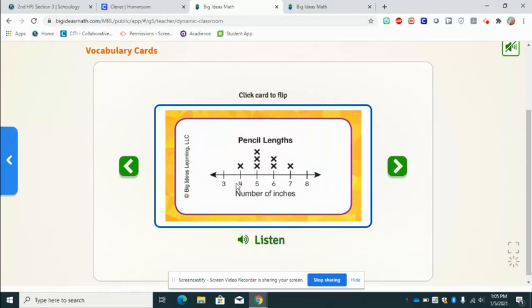A line plot looks like this. It usually shows a number line, and then it has X's above it to represent the answers. So this line plot is showing pencil length, so the length of different pencils in inches. So it's using the number of inches. 1 pencil, because it has 1 X above the number 4, is 4 inches long. 3 pencils were 5 inches long. 2 pencils were 6 inches long. And 1 pencil was 7 inches long.